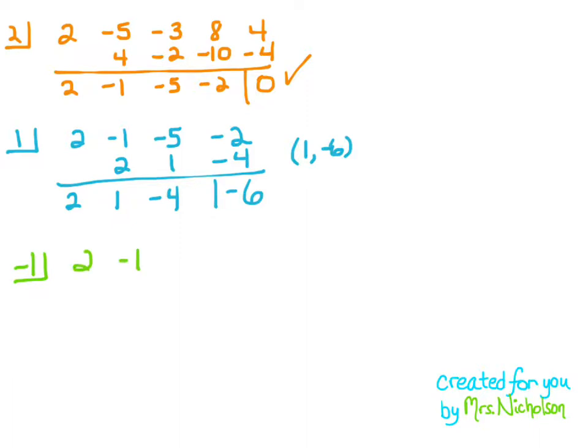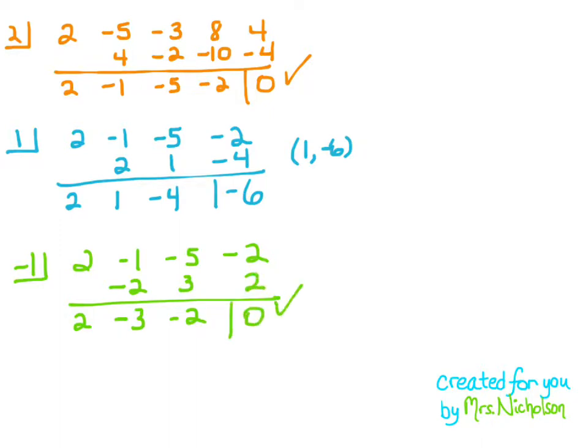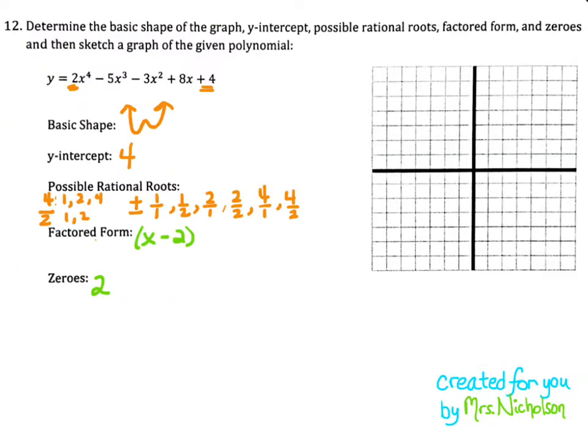Again with 2, negative 1, negative 5, negative 2. So I'm going to bring down the 2. Negative 1 times 2 is negative 2. Negative 1 plus negative 2 is negative 3. Negative 1 times negative 3 is positive 3. Negative 5 plus 3 is negative 2. Negative 1 times negative 2 is positive 2. And excellent, I got another 0. Negative 1 is a 0.